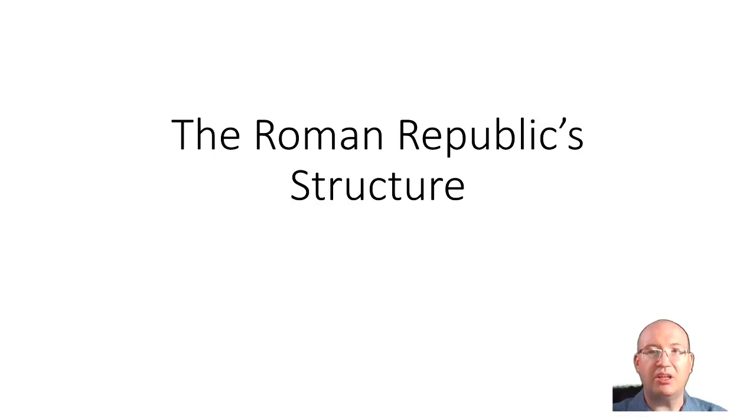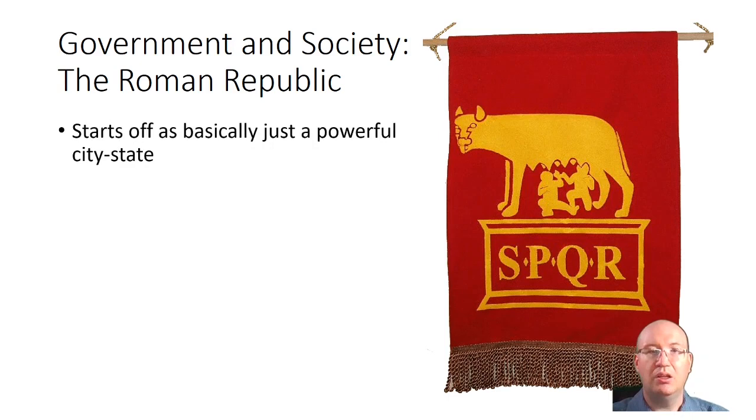In this lecture, we'll be talking about the structure of the Roman Republic. We discussed earlier how the Romans didn't just overthrow a single king, they overthrew monarchy itself. But Rome wasn't really that big at that time, right? It's basically just a powerful city-state.